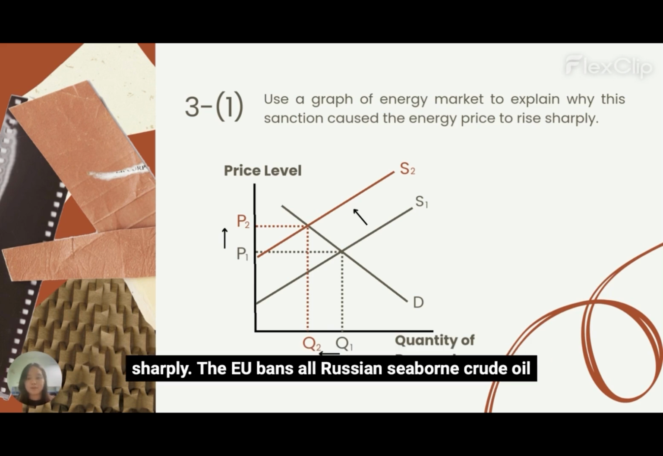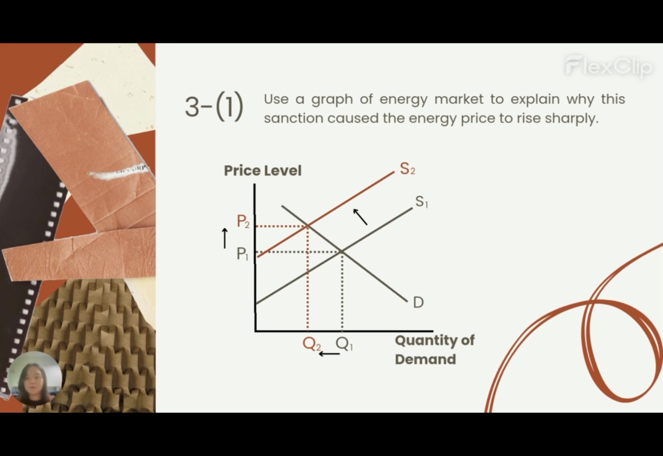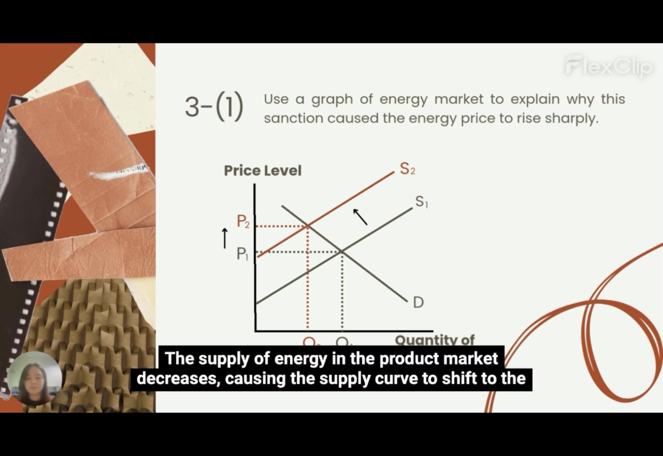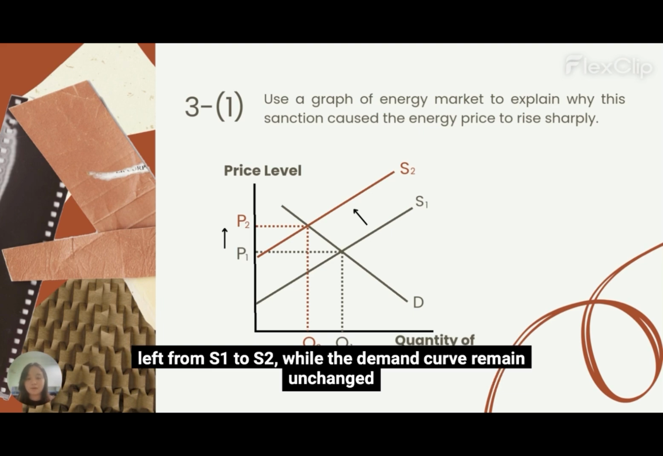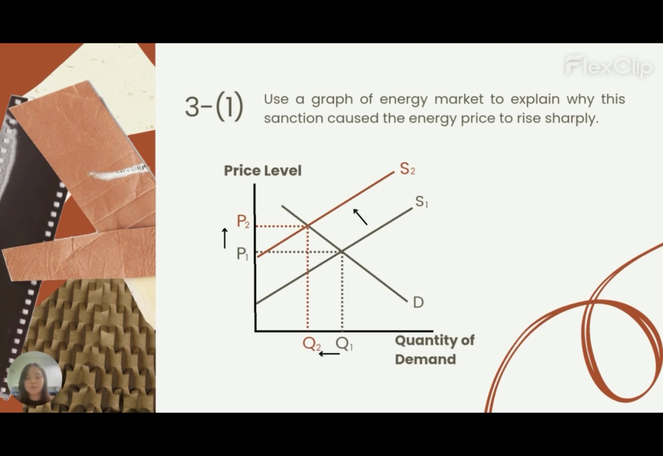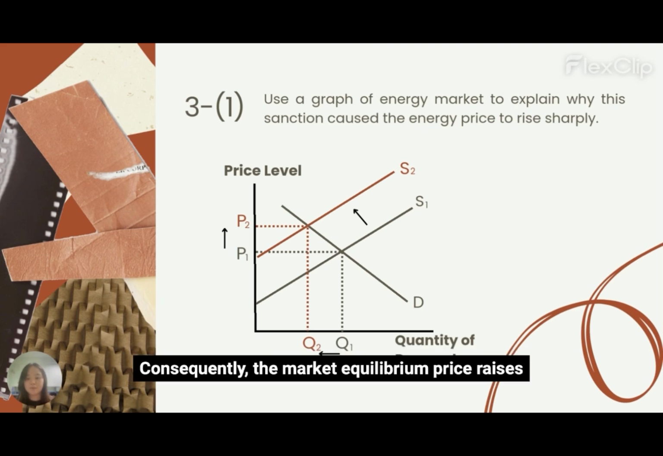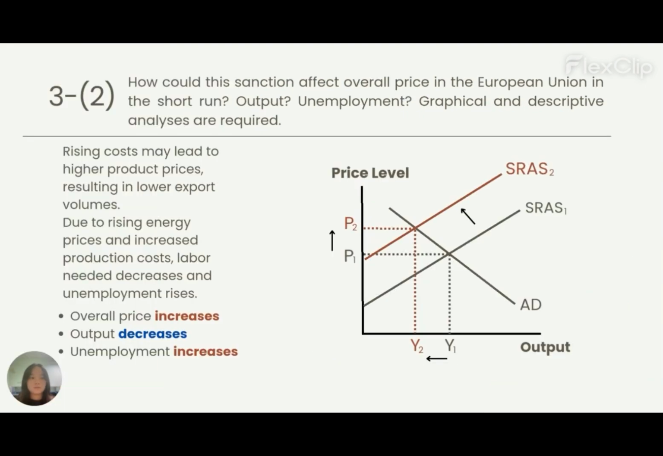The EU banned all Russian seaborne crude oil and petroleum imports. The supply of energy in the product market decreased, causing the supply curve to shift to the left from S1 to S2, while the demand curve remained unchanged. Consequently, the market equilibrium price rises.